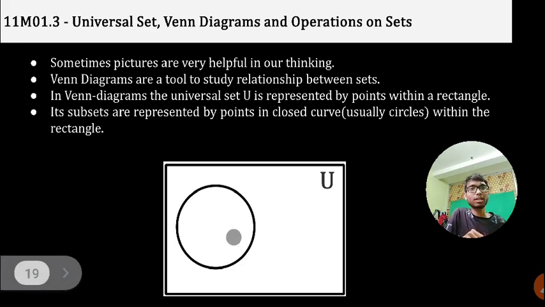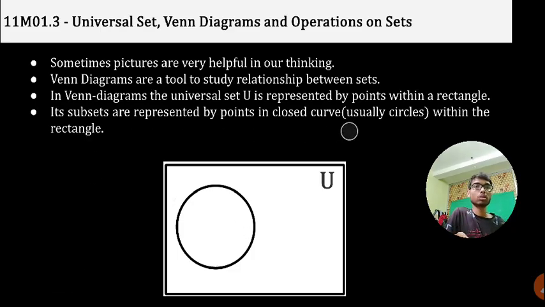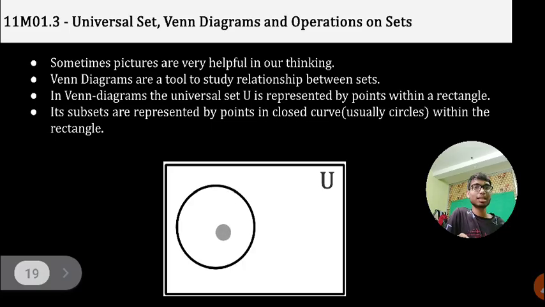Here we have another set. It was already a set, and now we have got another set. This is a diagram where subsets are represented by points in a closed curve, usually circles. This is a subset.